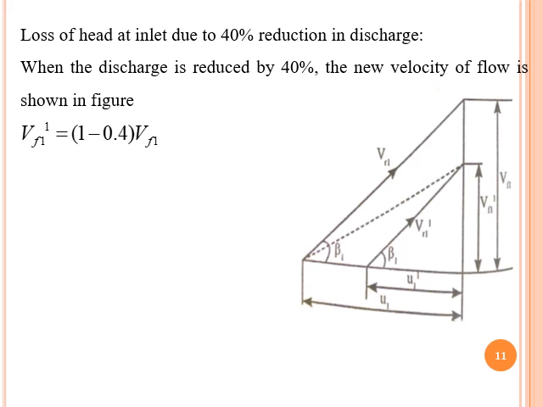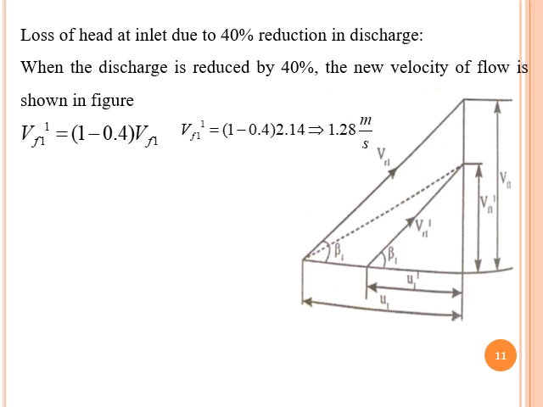Now what is the new velocity of the flow? The Vf1 dash is equal to, so initially it is taken as 100%, that is 1, minus the 40% reduction that will occur here. For that reason it is 0.4 times what? The initial velocity of flow, Vf1. That means the new velocity of flow, Vf1 dash, is equal to 1.28 meter per second.